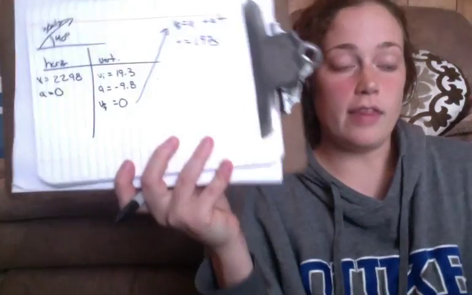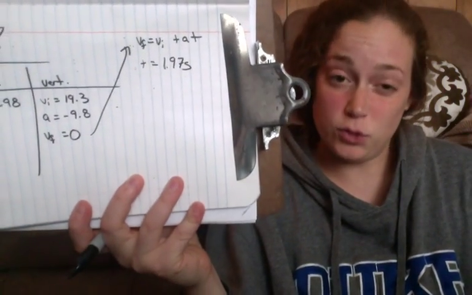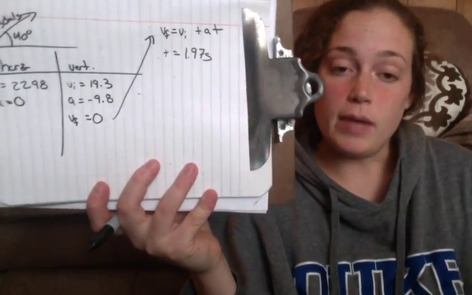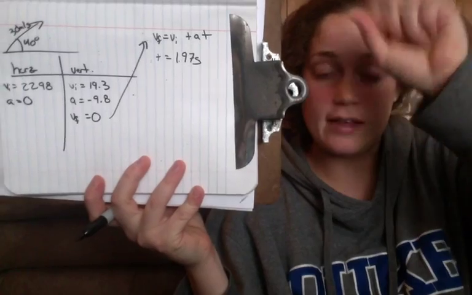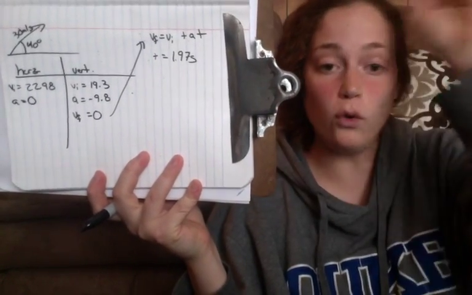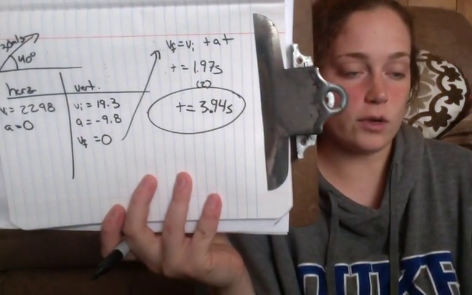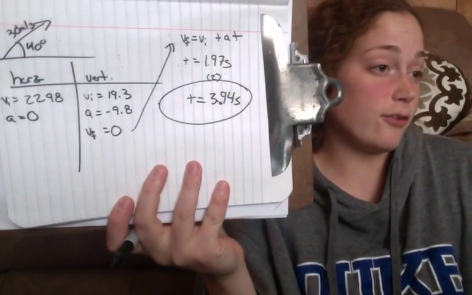So you have 19.3 divided by 9.8, and so we would get our time is 1.97 seconds. But then we have to remember that that's only the time to my max height, because I made my final velocity 0 at the max height, and that's only halfway. So in order to figure out the total time, the time up and the time down, I have to multiply that by 2, so we get our total time of 3.94 seconds.